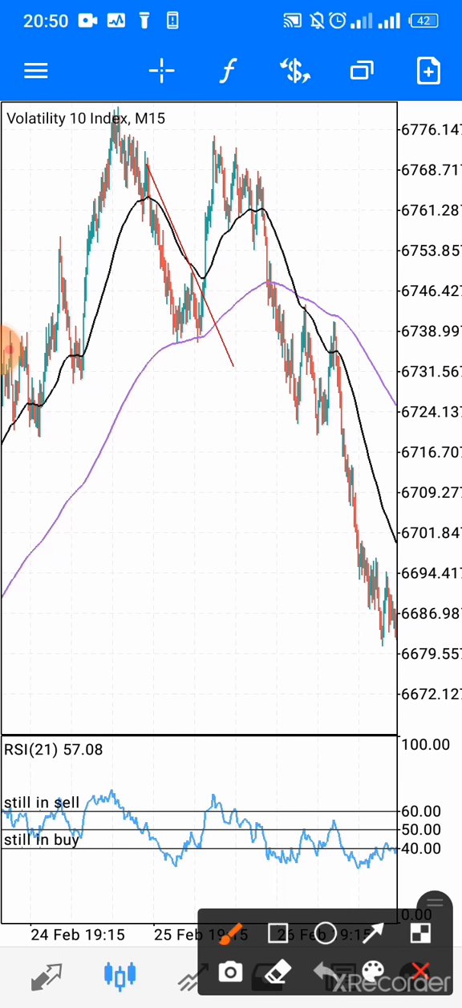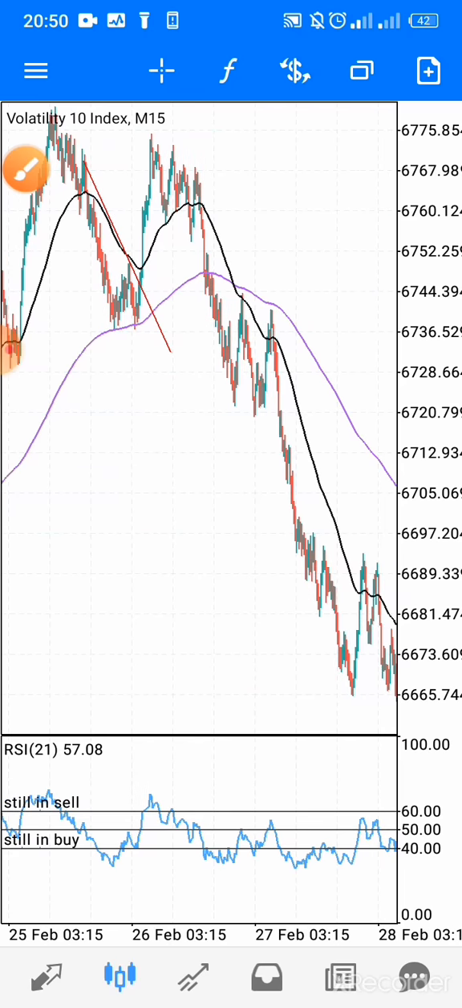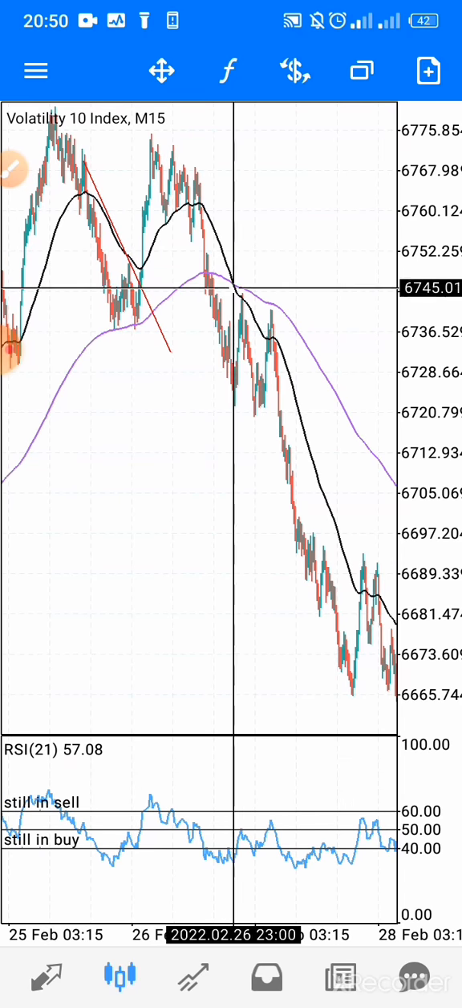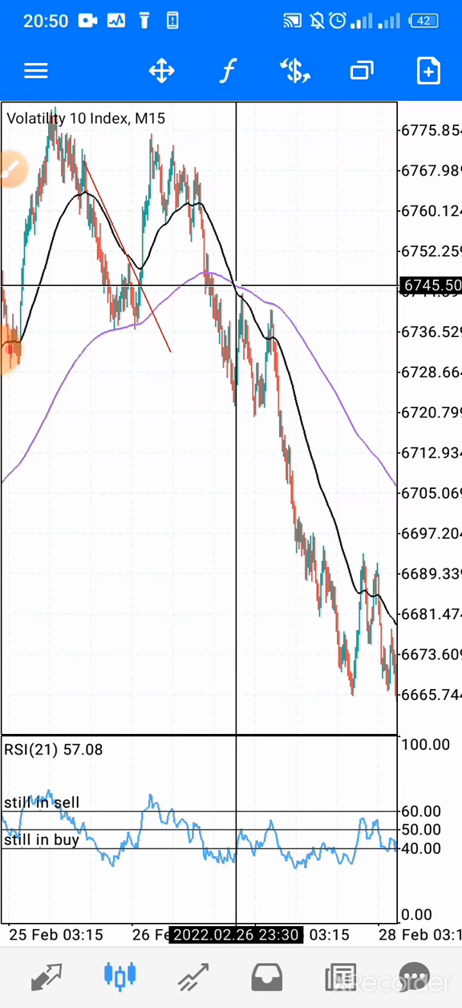For this one here, when this peak here gets broken by this push here, that's when we know that our structure has changed. When we are using our indicators, look where the two moving averages crossed here. This confirms that the trend is now in a sell trend, in a bearish trend.